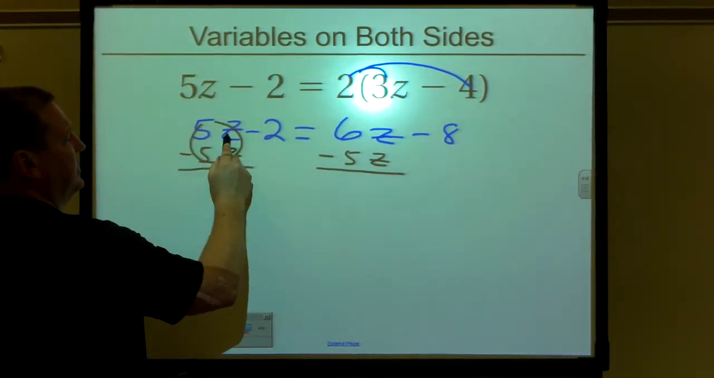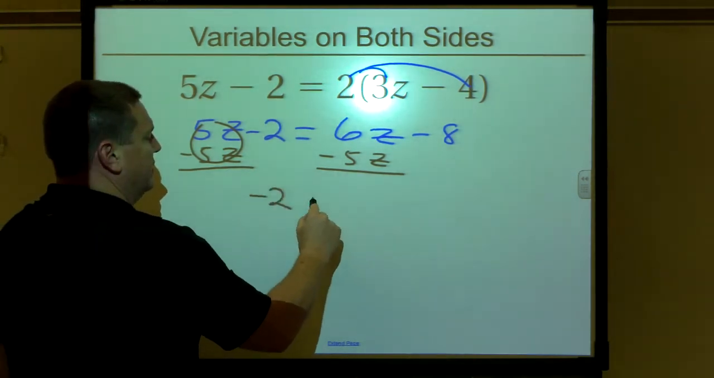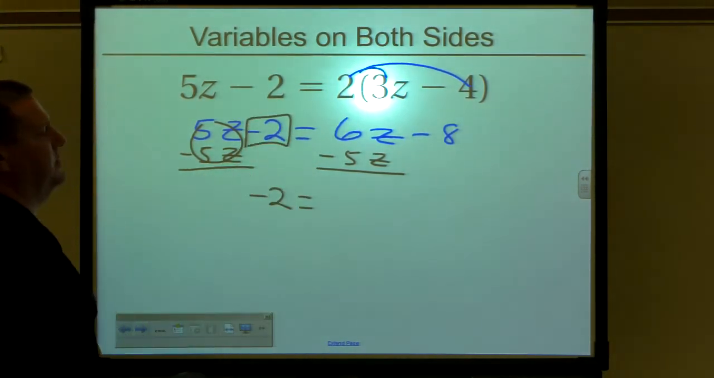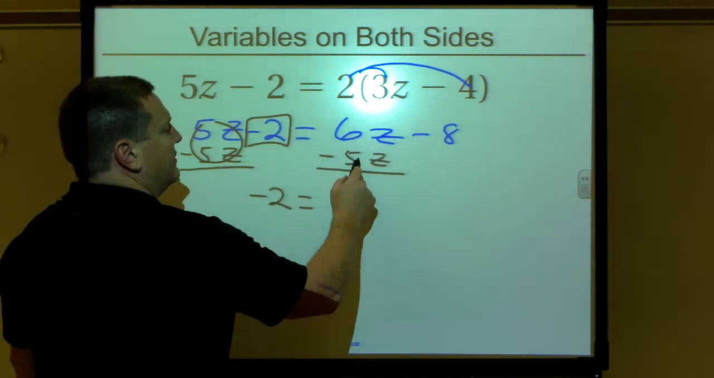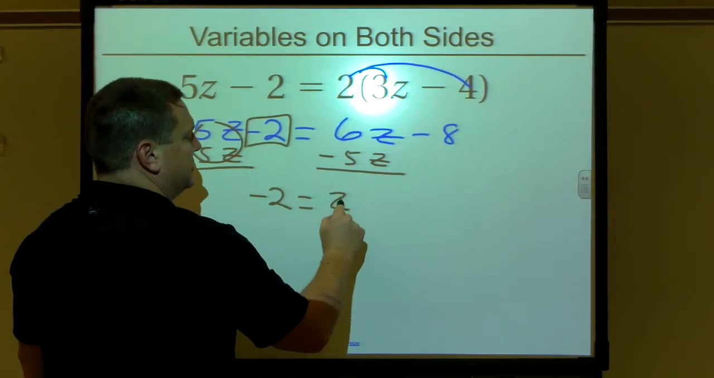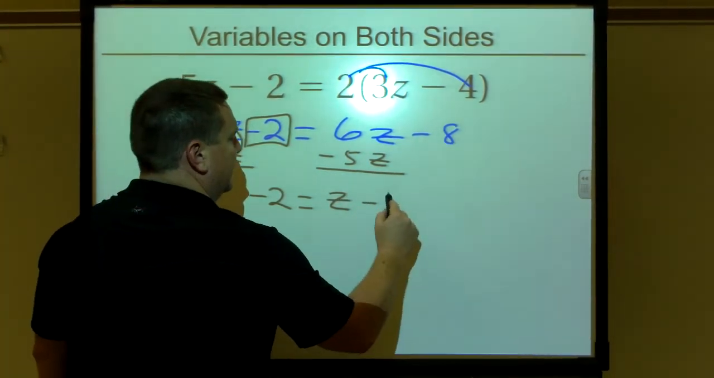This is 0. 0 minus 2 is negative 2. Yes, the negative must come down with 2. 6 minus 5 is 1. 1 times z is just z. And I still have a minus 8 on that problem.